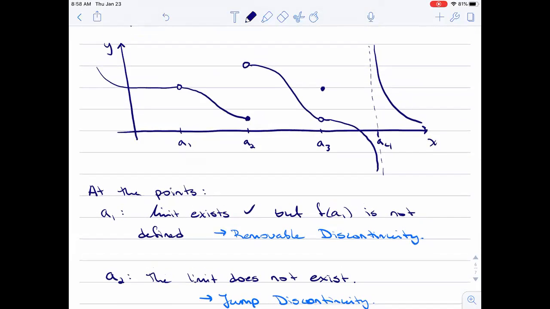If we move on to A3, right? Looks like the limit exists, right? F of A3 is defined, right? But the limit does not equal f of a, right? And so it's a discontinuity.